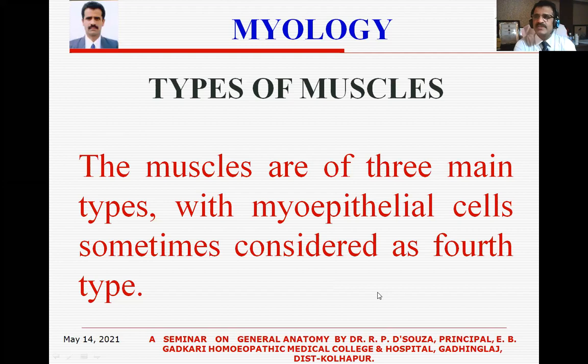So in all, if you say there are four types of muscle, your answer is correct, provided that you name those four types. And if you say there are three types of muscle, then also your answer is correct, because there are three major types of muscle. In all, there are four, but in major, there are three types of muscle.